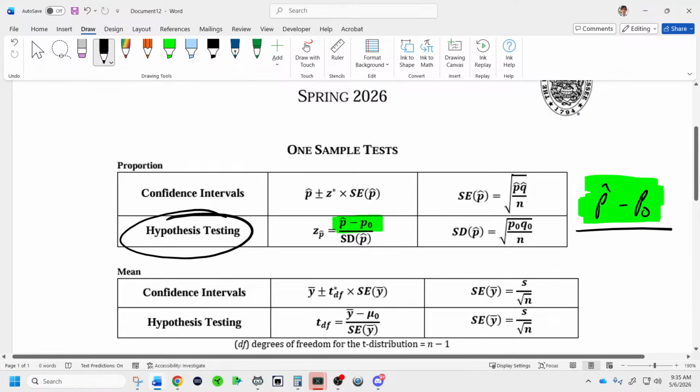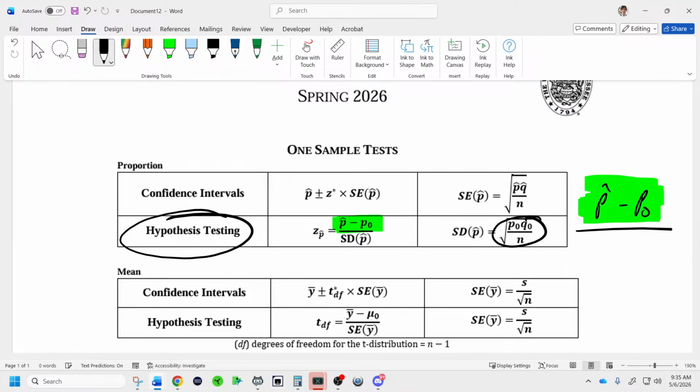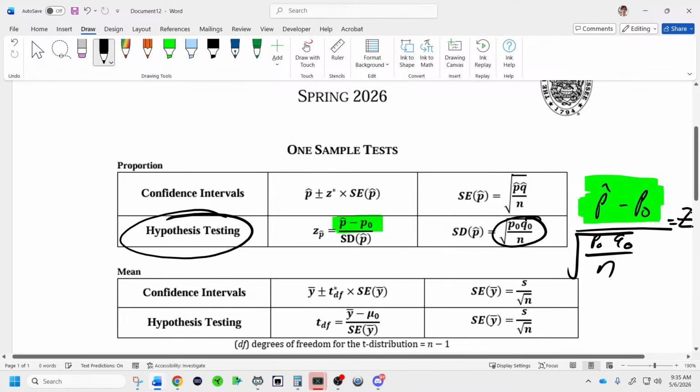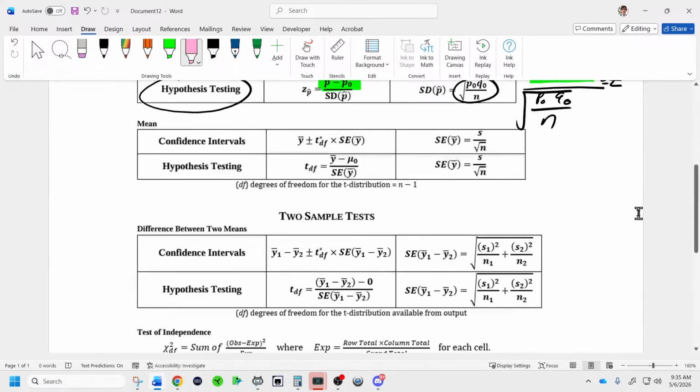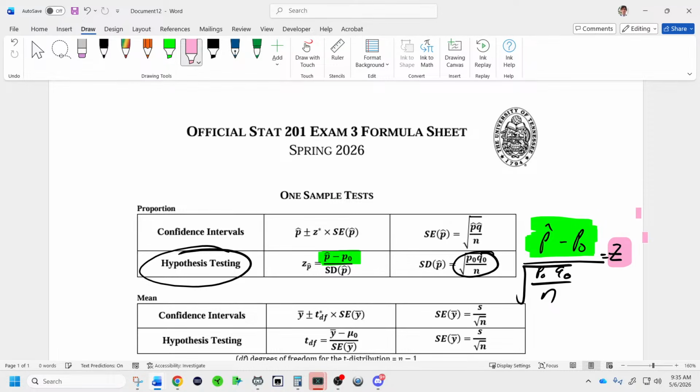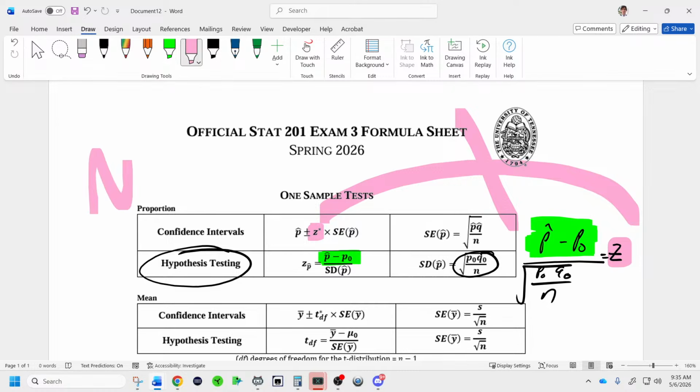So we go down here and we do the standard deviation of p hat, which is the square root of p naught times q naught over n, and this is equal to a test statistic z. Now it's important to note that this z right here is not the same as this z. This is a z-score found by standardizing the difference. This is one you pick based on how confident you are.